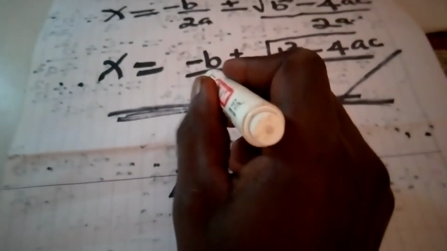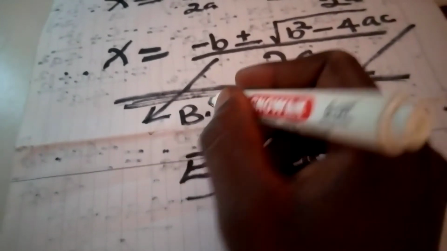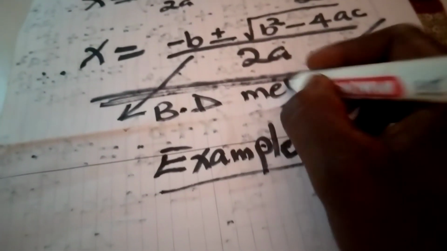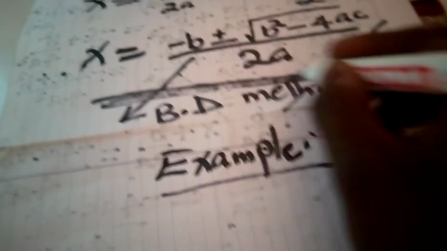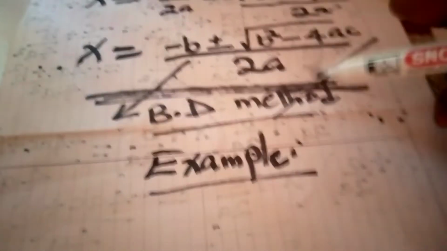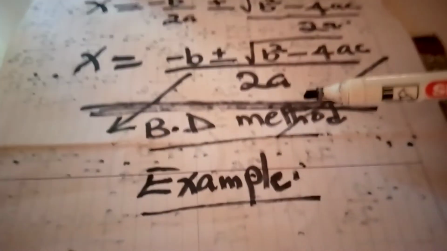So this method is called the Bhaskara method. That is the quadratic formula method. You can derive the quadratic formula using that method. That is the method of completing squares.